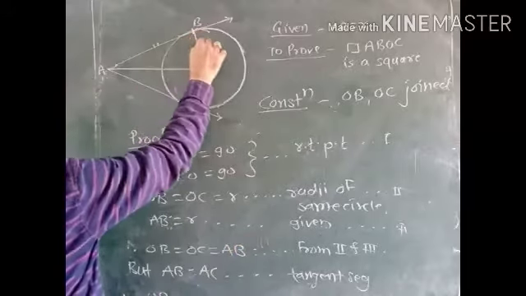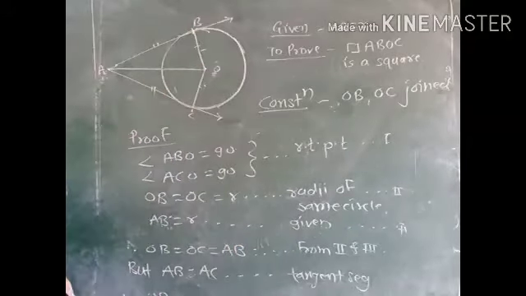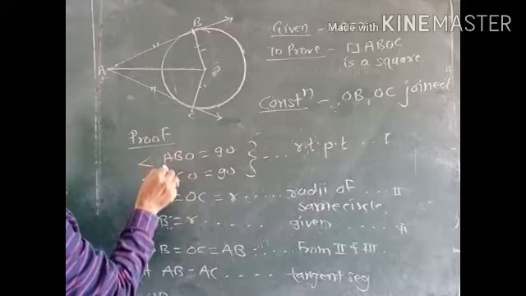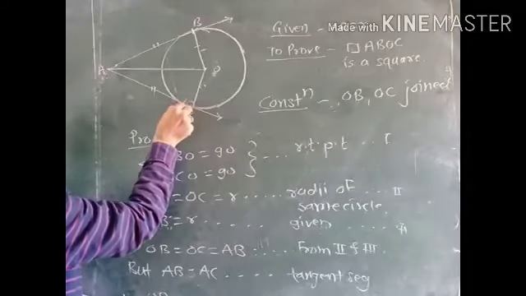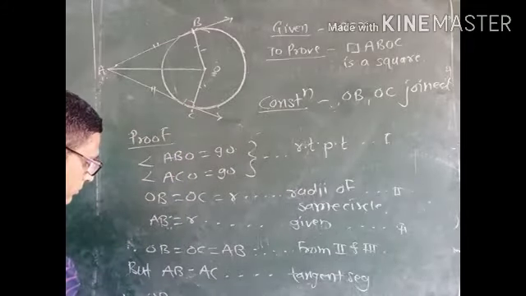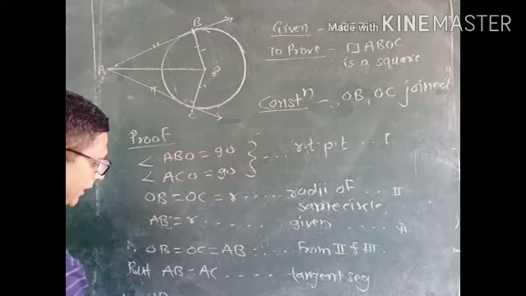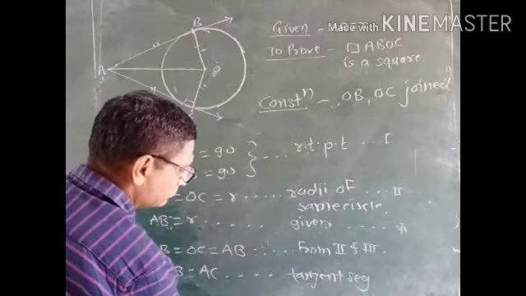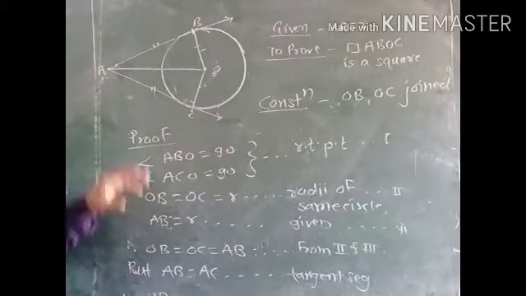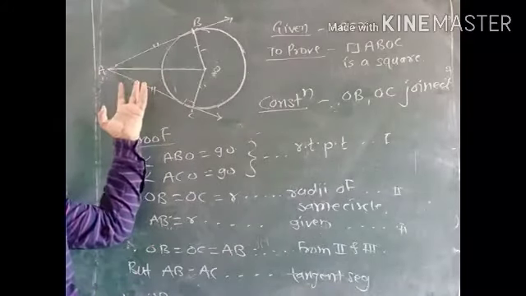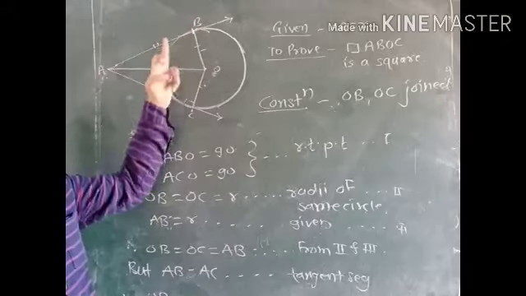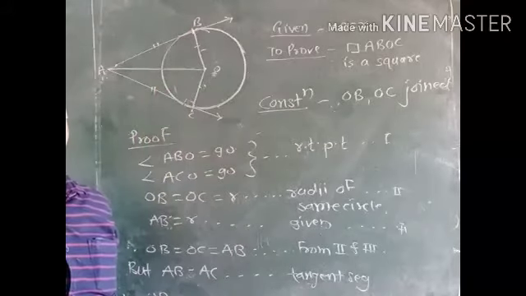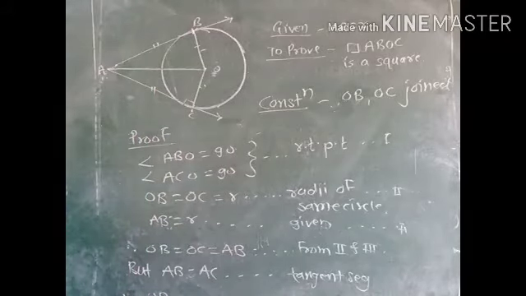That means these four sides are congruent and the two angles are 90 degrees each. Therefore, quadrilateral ABOC is a square. Because the four sides are congruent and two opposite angles are 90 degrees each, it is proved that this quadrilateral is a square.